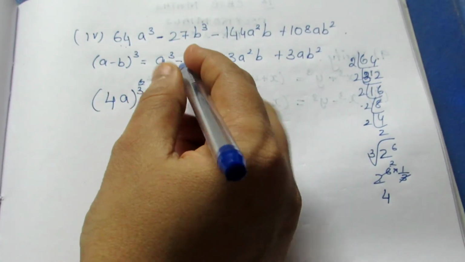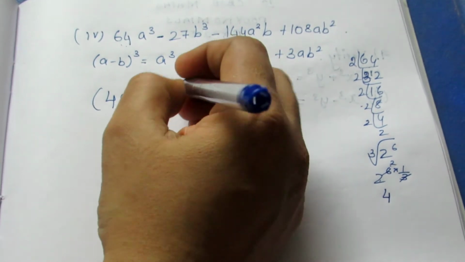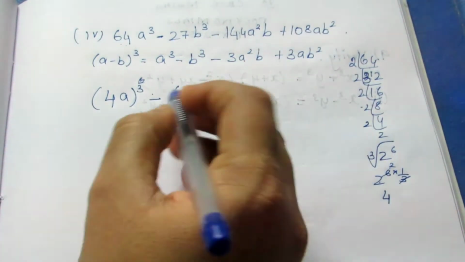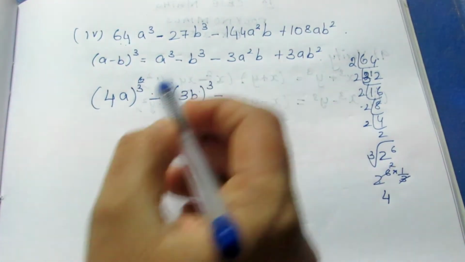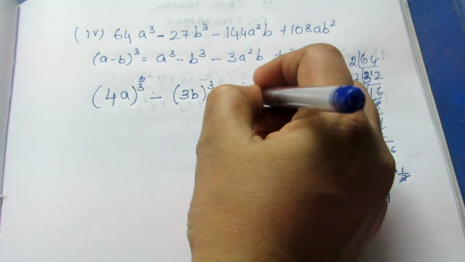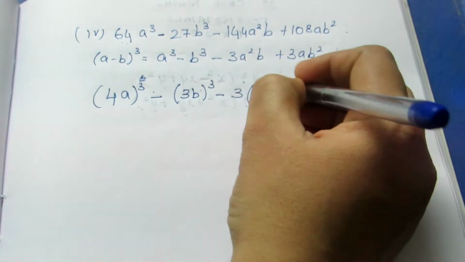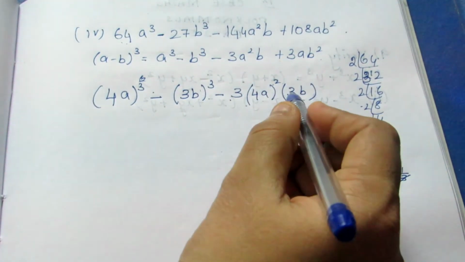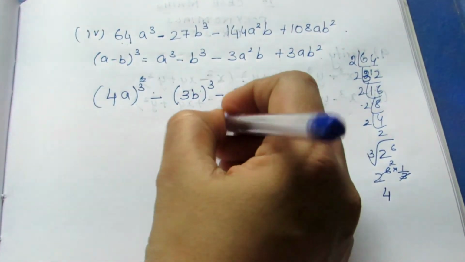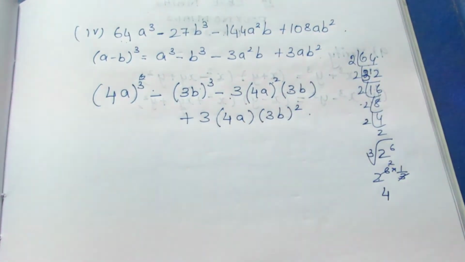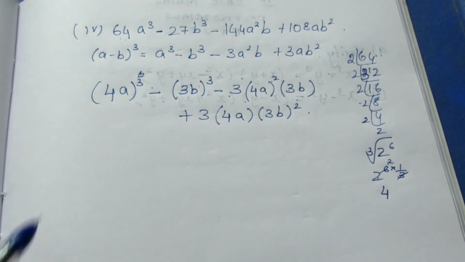So already we have found with 27, the cube root is 3. So 3b the whole cube, minus. We need to write 3a square b. See here, 3 into 4a into 3b. So 3a square b plus 3ab square. Now we'll check.